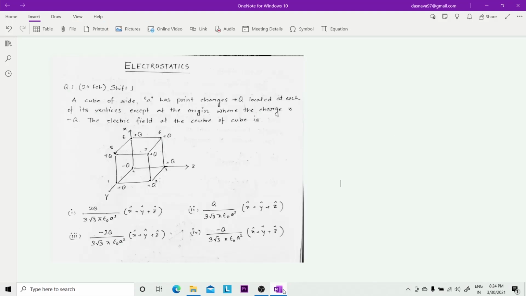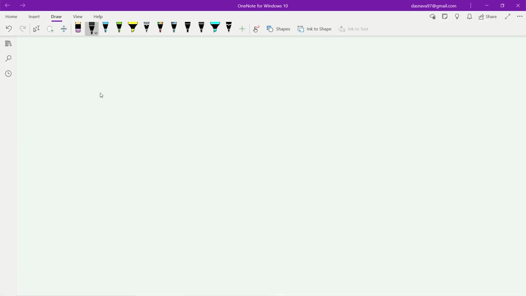So now we will start with another question. First question on 24th February shift 1. A cube of side a has a point charge plus q located at each of its vertices except at the origin where the charge is minus q. We have to find the electric field at the center of the cube. So let us draw the cube again.